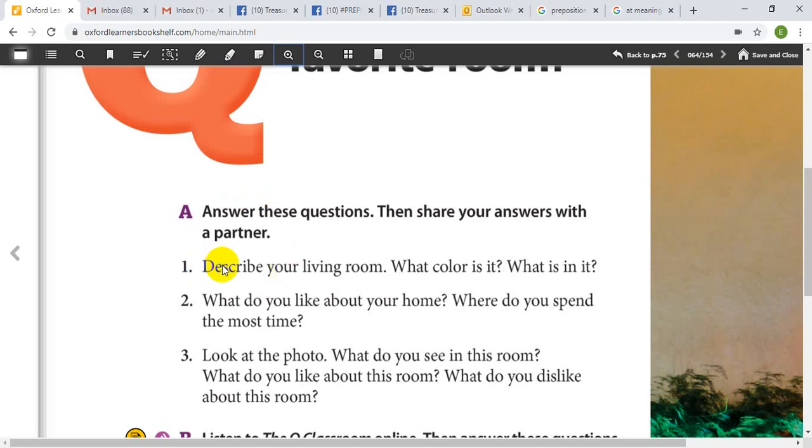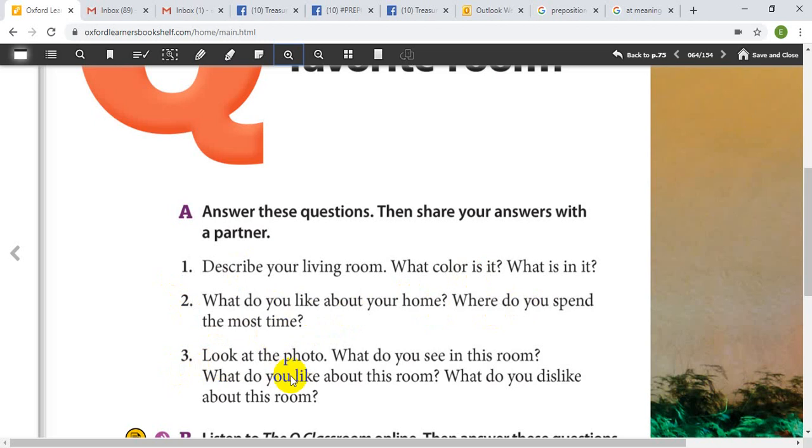So you're going to think about it. What color is it? And what is in it? Like, what kind of furniture is there? What is it? It has a table, it has a sofa, it has a rug. What does it have? What do you like about your home? This is question number 2. What do you like about your home? Where do you spend the most time?